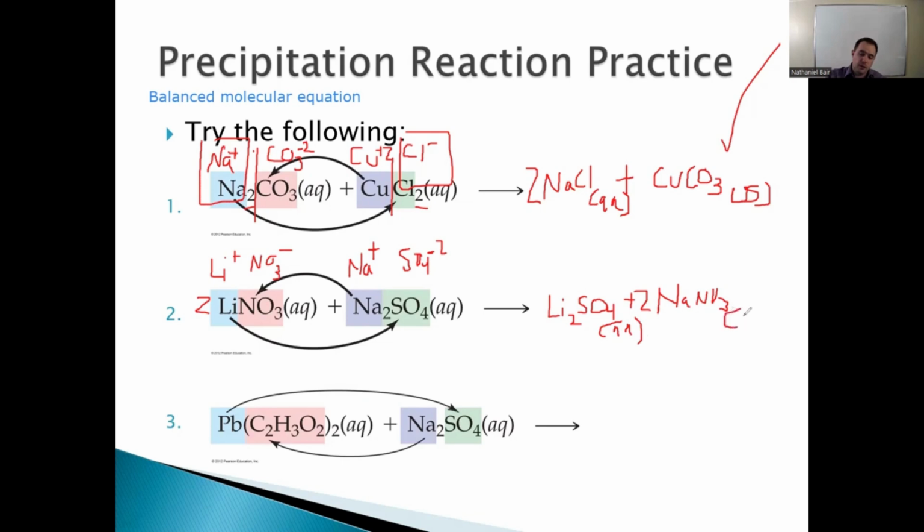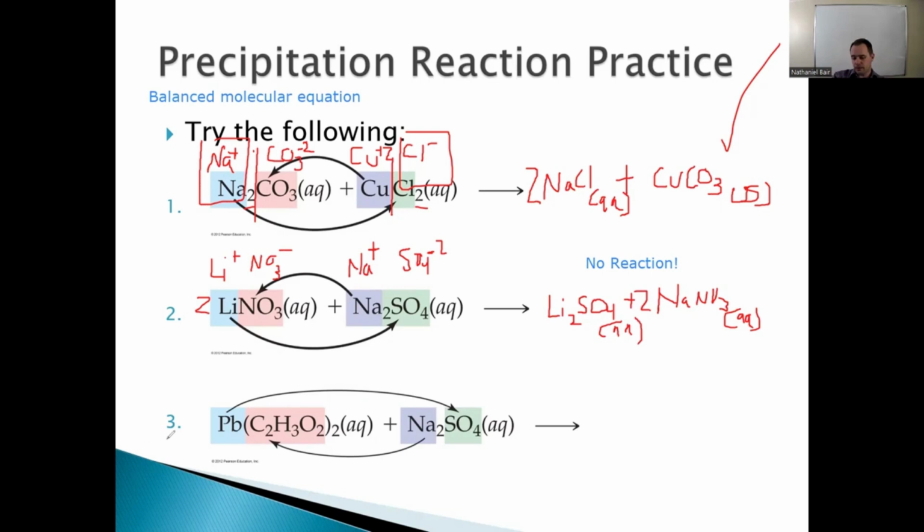Sodium nitrate, rule 1 applies. It's got a nitrate. Both of these products are aqueous. So when that happens, you did not make a precipitate. So you need to write no reaction there. That lets me know that you know that no solid formed, right? This was a no reaction.